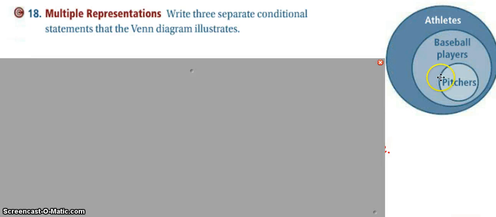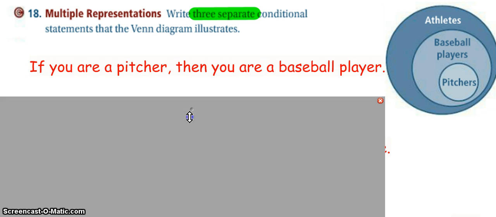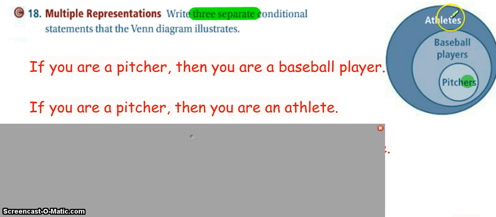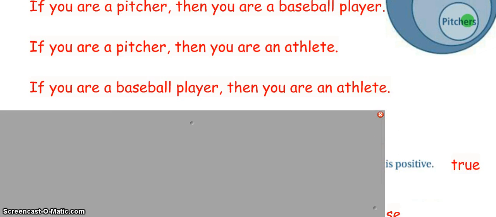So you have this Venn diagram here in your notes, and you want to practice writing conditional statements, 3 separate conditional statements, all based off of this Venn diagram. So pause the video and give that a shot. When we write these conditional statements out, we can say if you're a pitcher, then you're a baseball player, or if you're a pitcher, you're an athlete, because pitchers is contained inside of athletes. And then we can also say if you're a baseball player, you're an athlete, because baseball players are inside of athletes.